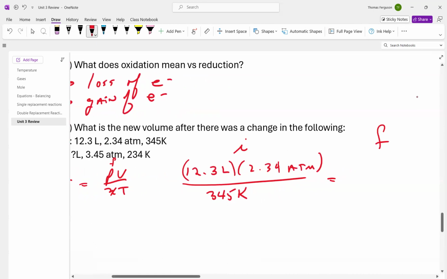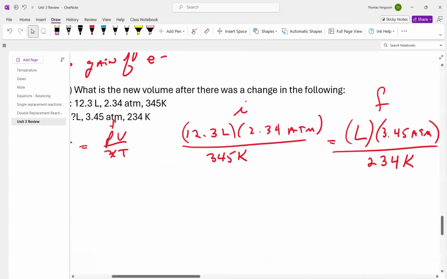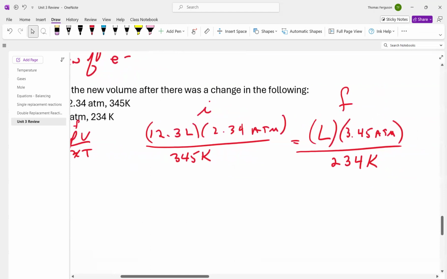So we don't know what the final volume is. Let's use L as a variable. And we have 345. Okay, and we just solve for L. To solve for L, we're going to multiply both sides by 234, divide both sides by 345.